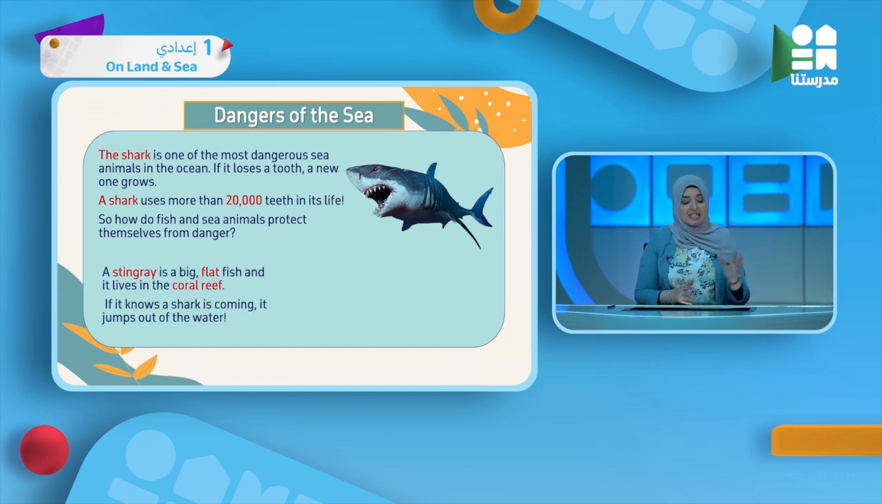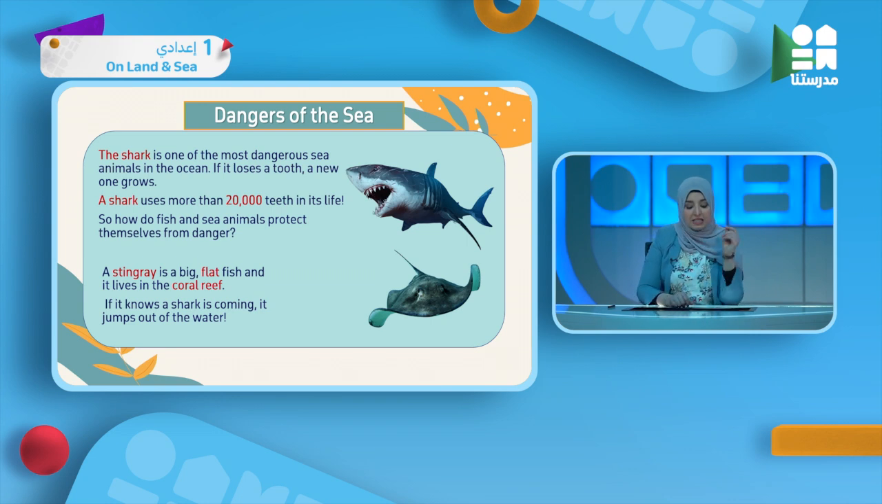It says a stingray. This animal, it's called the stingray or this fish, السمكة دي, is a big flat fish and it lives in the coral reef. وبتعيش في الكورال ريف اللي هي الشعب المرجانية. If it knows a shark is coming, لو تعرف إن في shark is coming, it jumps out of the water. بتقفز من المياه. And it stings. برضه بيبقى عندها قدرة ده من التيل بتاعها.